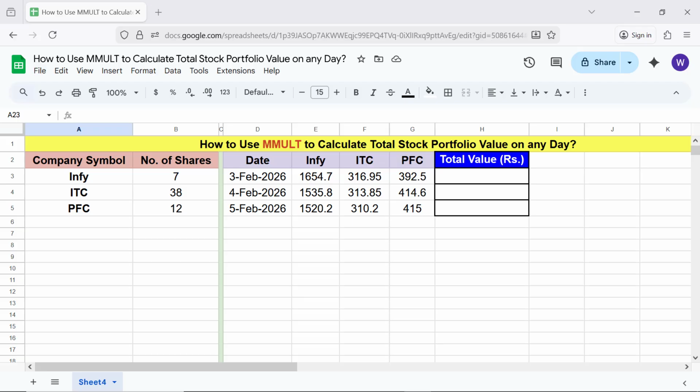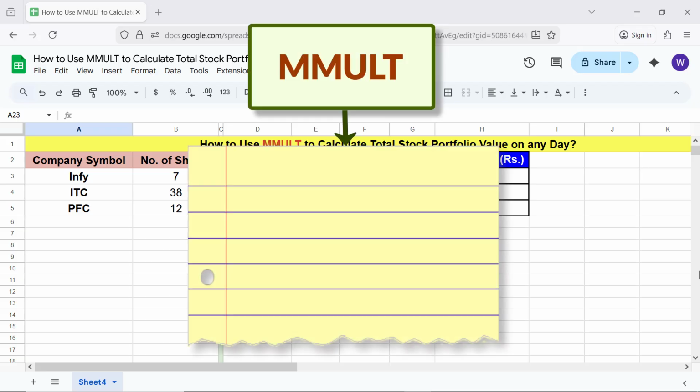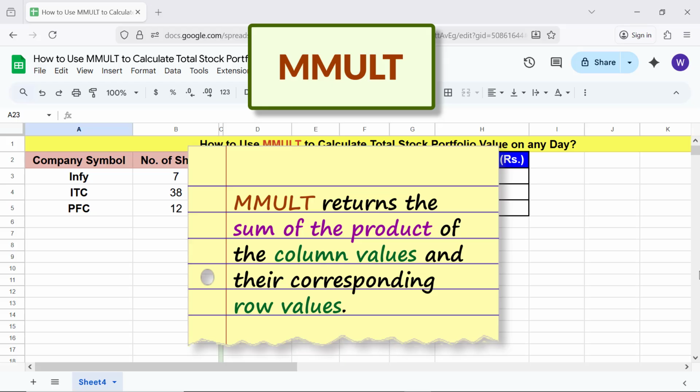Alright, first let's find out what MMULT stands for. MMULT means matrix multiplication. MMULT returns the sum of the product of the column values and their corresponding row values.